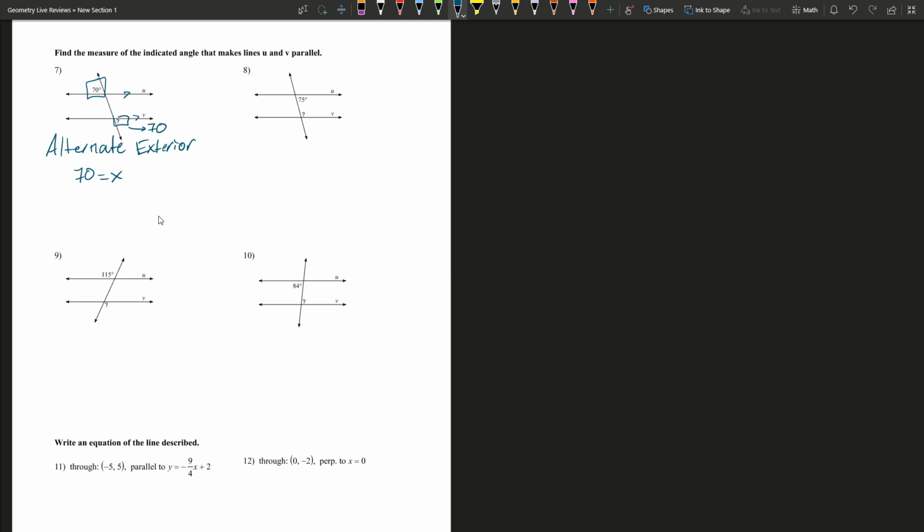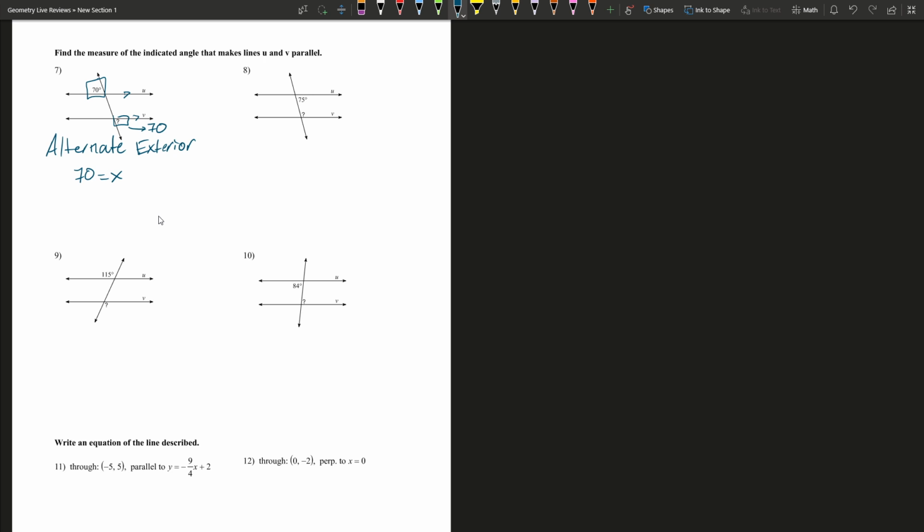So they work both ways. If those two angles are equal, then the two lines are parallel. If the lines are parallel, then those two angles are equal. They work both ways. That would be a biconditional statement. You don't need to know that for this quiz, but you will need to know it for the exam.